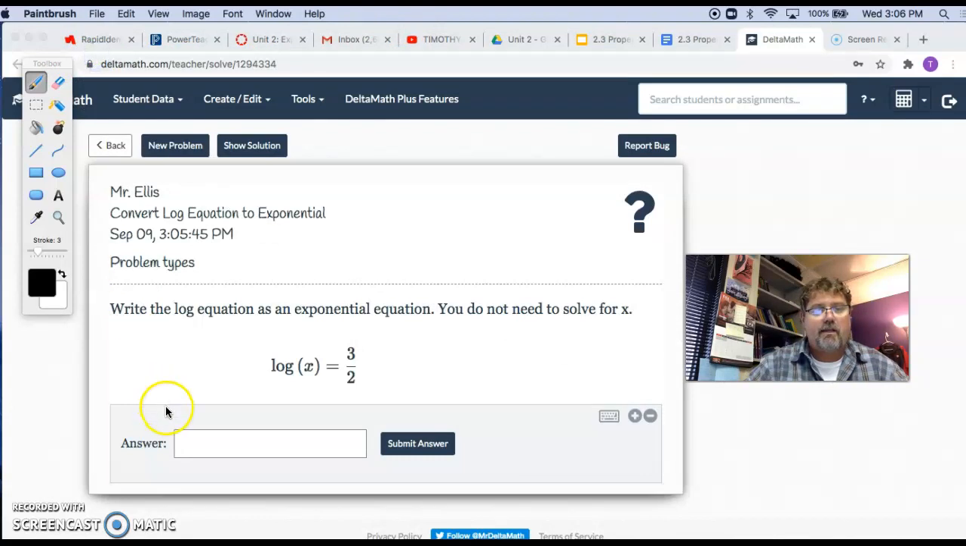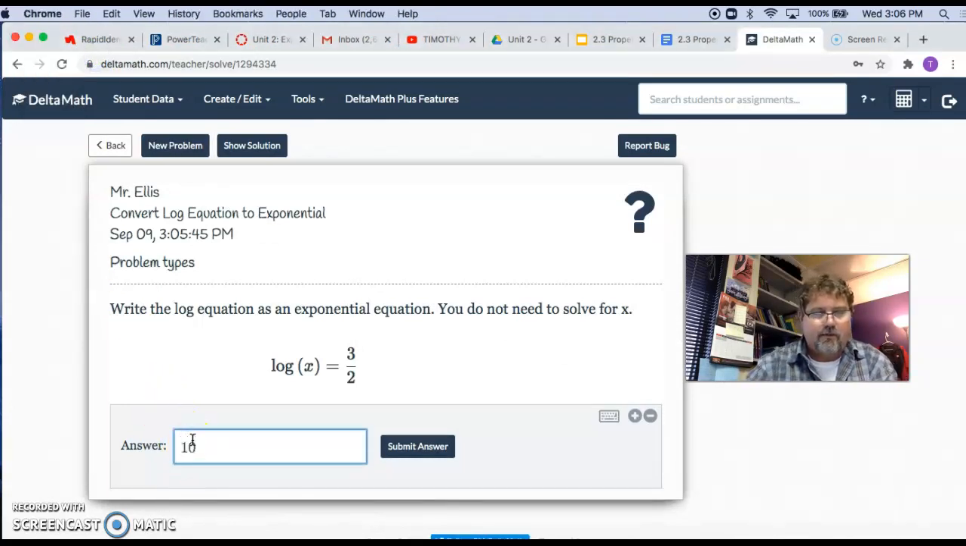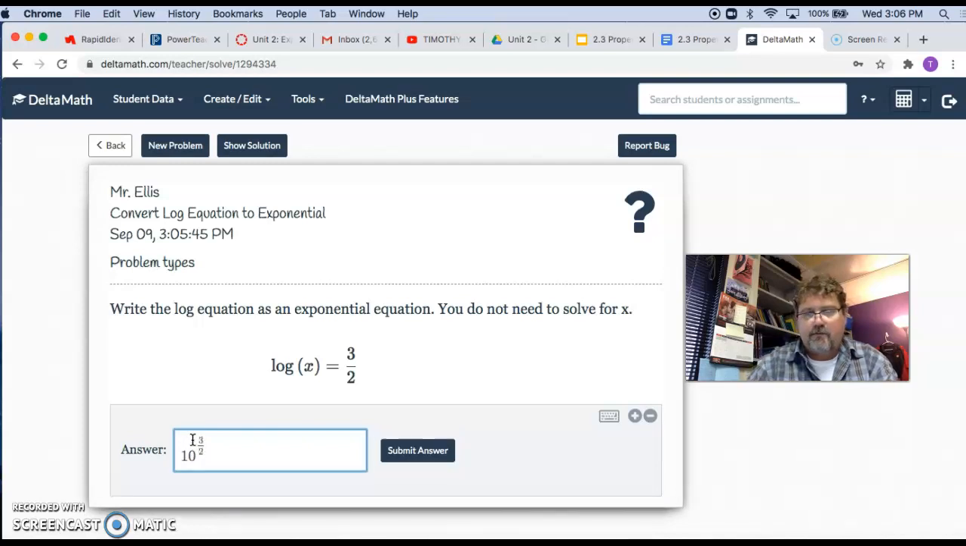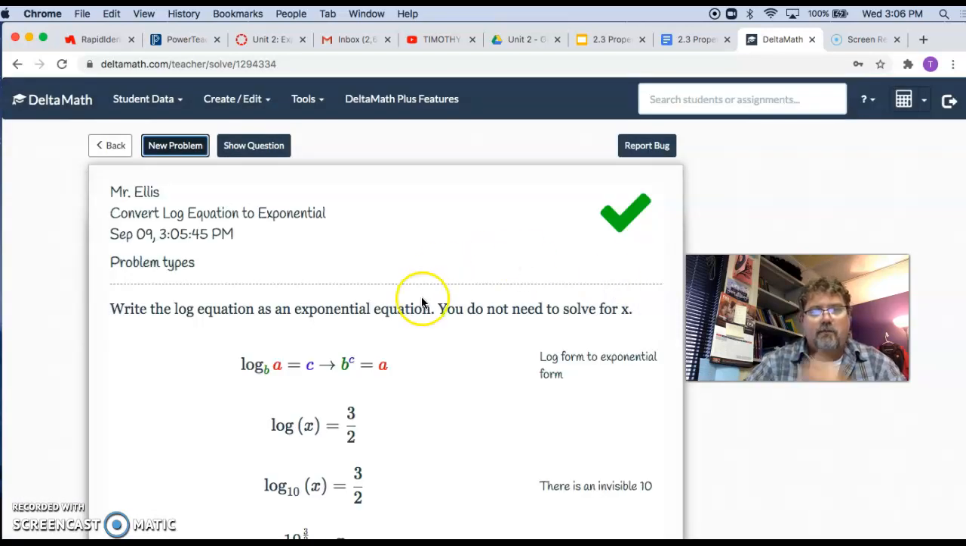And let's type that in so I can see if we're right. 10 raised to the 3/2 is x. And we got it. Okay.